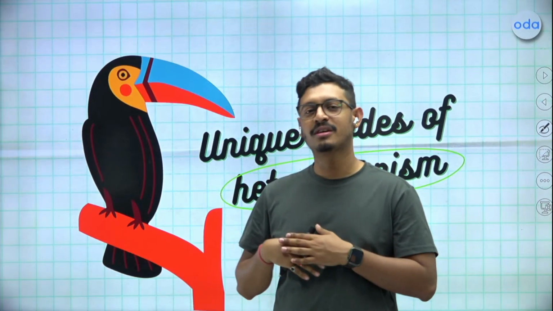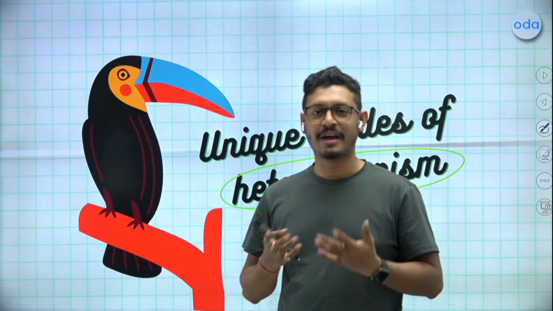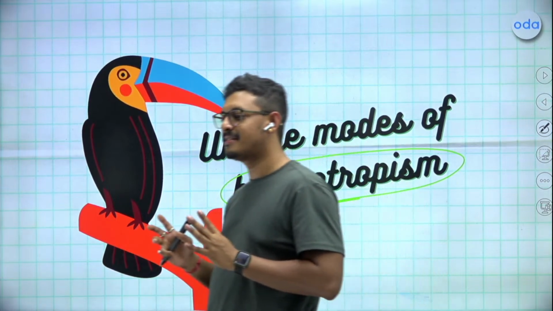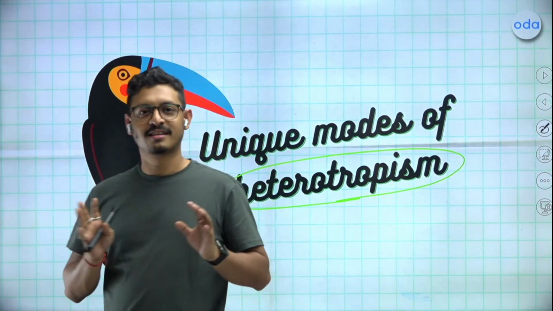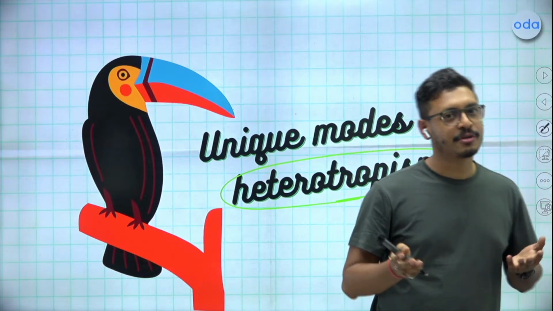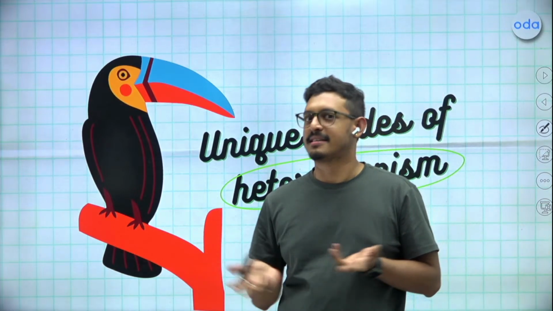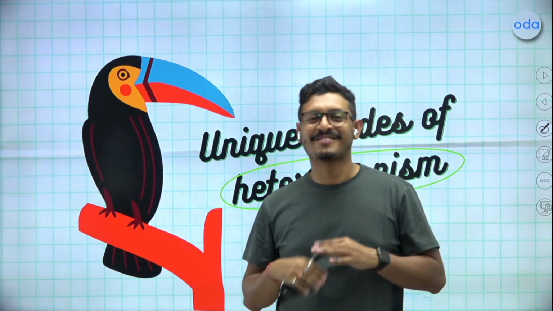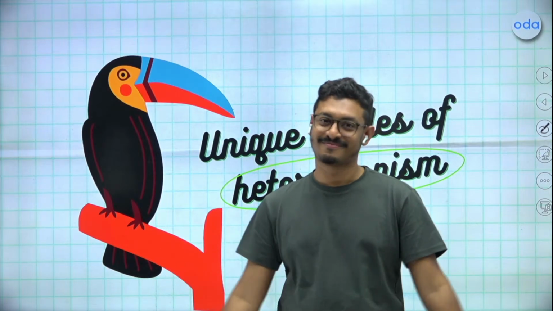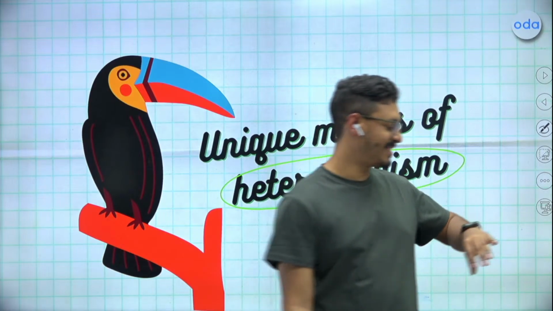These organisms have found a very interesting way of eating food, seeking their basic nutrition. And their mode of nutrition comes under heterotrophism. Why? Because they still cannot do photosynthesis. They are finding different ways of eating, but they can't do photosynthesis. There is no other option for them as well.